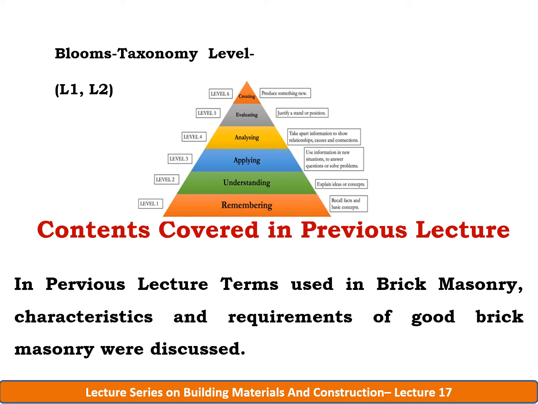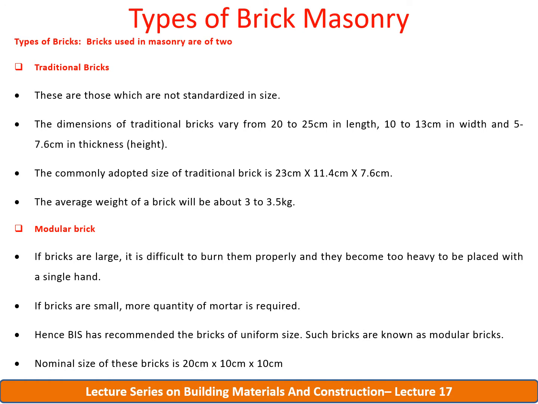These are the course content covered in the previous lecture. So characteristics and requirement of good brick masonry were discussed. In today's lecture, we'll start with the types of brick masonry. Under the heading of types of brick masonry, bricks used in masonry are of two types, traditional bricks and the modular bricks. Brick masonry is made up of brick units bonded together with the mortar. So the two essential components of the brick masonry are therefore bricks and the mortar.